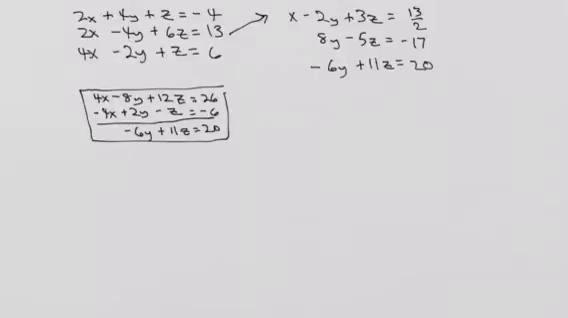Now, at any point that I want, I can divide this by 8. It's going to be a little ugly, so I'm not going to do that yet. I'm going to multiply this by 6 and multiply this by 8, and that will give us a new third equation, and that is going to have only z in it, because I will have gotten rid of y. So we'll do that here. 6 times this, 8 times this.